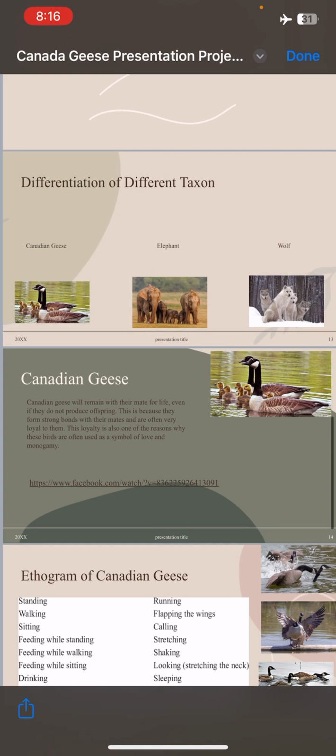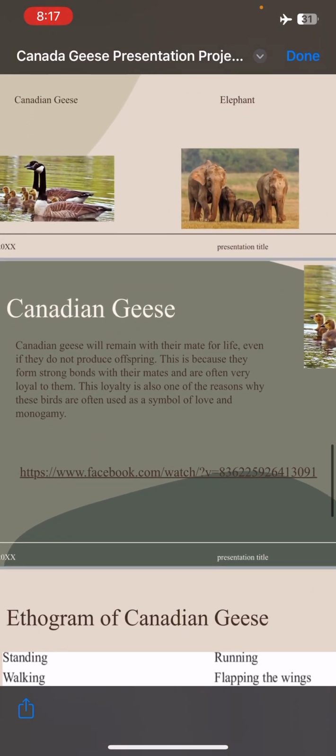So now, going into the different taxa, this is the Canadian geese. Like I mentioned, they will always remain with their mate for life, even if they do not produce offspring. They always stick with their one and only partner for a lifetime. This is because they form strong bonds with their mates and are often very loyal to them. The loyalty is one of the reasons why these birds are often used as a symbol of love and monogamy. So that's why, as we can see, like two geese pictures or statues and all that, they use them as a symbol for love.